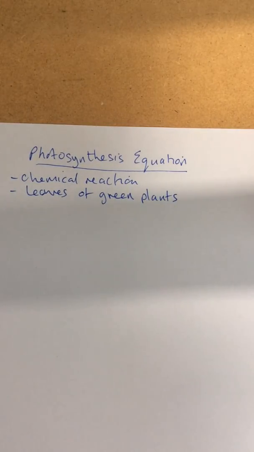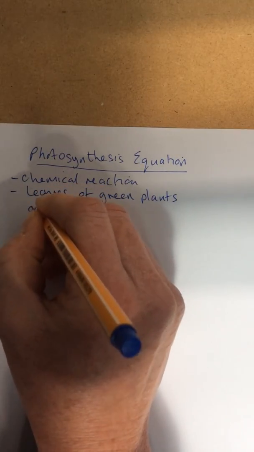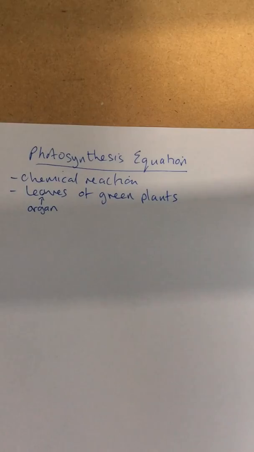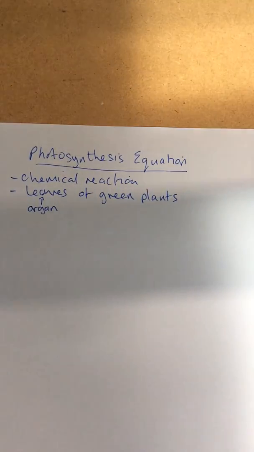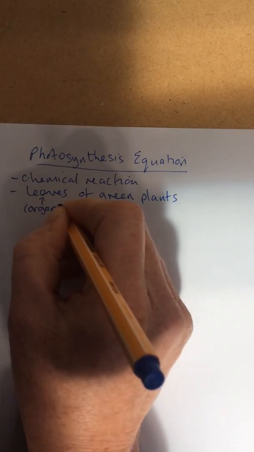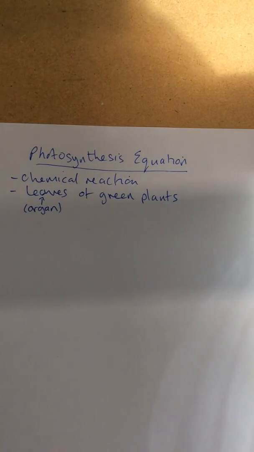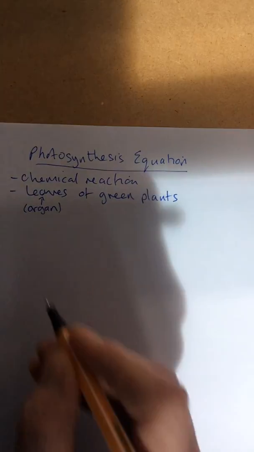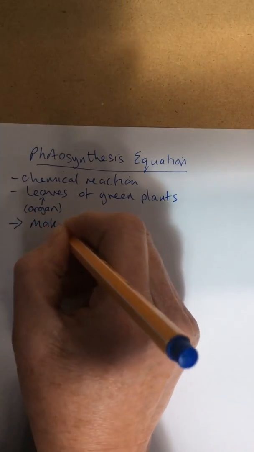Don't forget, when we're looking at plants, the leaves are basically an example of a plant organ. Like we've got stomach and liver and heart as organs, plants have got leaves and roots and stem as their organs. So photosynthesis happens inside the leaves of green plants. It's a chemical reaction, and the whole purpose of it is to make glucose.